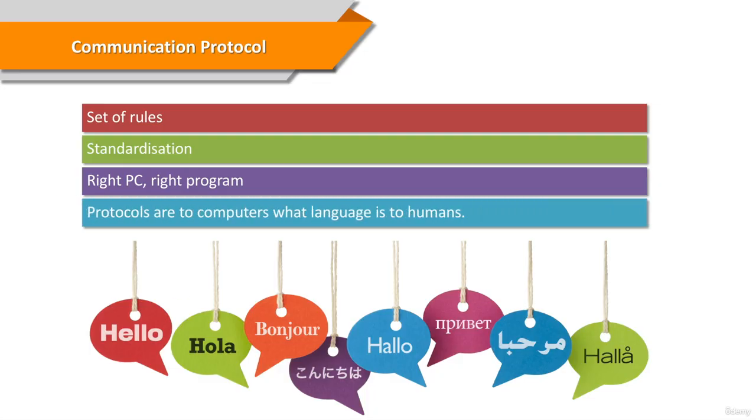Protocols are to computers what language is to humans. For instance, this course is in English. To understand it, you must be able to understand English. So similarly, for two devices on a network to successfully communicate, they must both understand the same protocols.